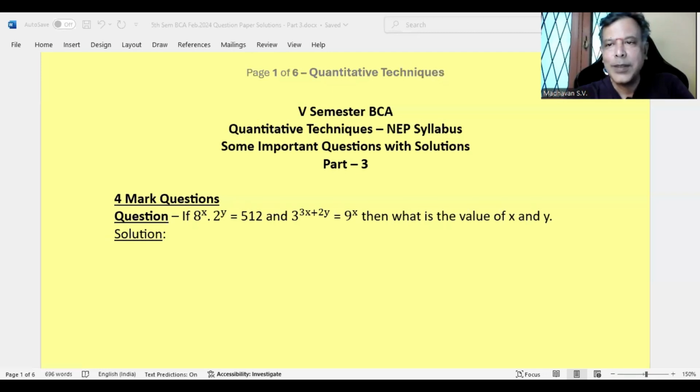Hello, everyone. This is in continuation to our important questions with the solutions for the subject quantitative techniques meant for fifth semester BCA under NEP syllabus.